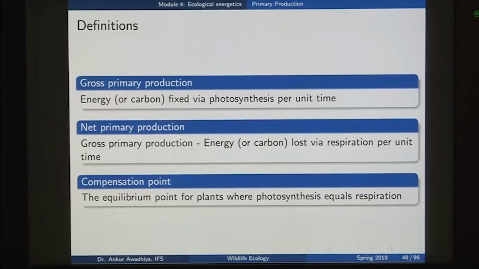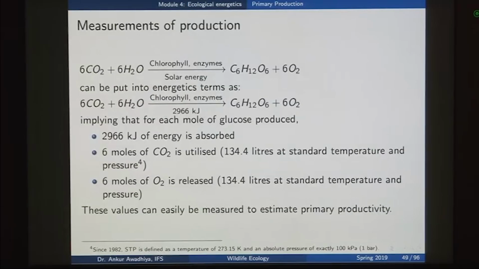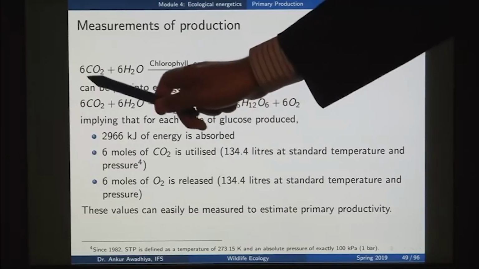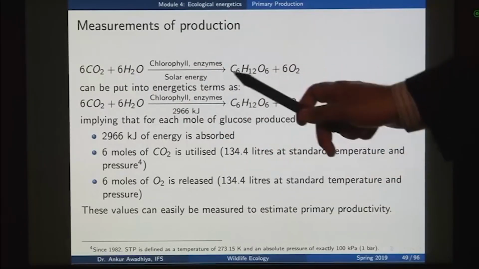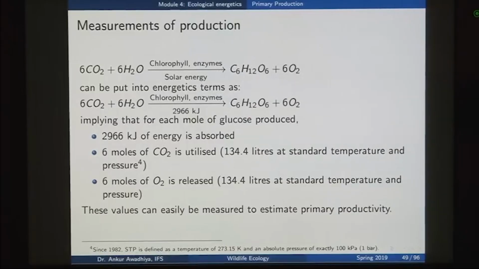Now, how do we measure the gross primary production or the net primary production? Here we have 3 different methods through which we can measure the amount of energy that is being fixed or the amount of carbon that is being fixed. When we write this reaction, 6 CO2 plus 6 H2O in the presence of chlorophyll, enzymes and solar energy is giving you glucose plus 6 oxygen.